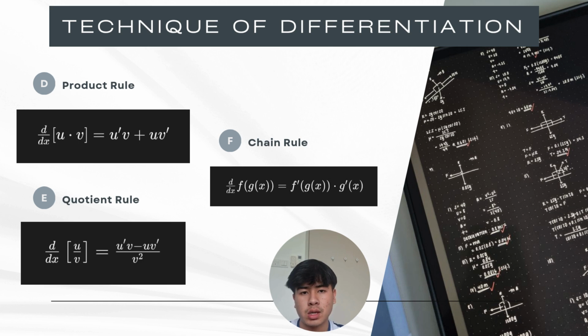For this part, I will explain the 3 other rules, which are the product rule, the quotient rule, and the chain rule. For the product rule, the formula is d over dx of u times v is equal to u'v plus uv'. For the quotient rule, d over dx of u over v is equal to u'v minus uv' over v squared. For the chain rule, the formula is d over dx of f(g(x)) is equal to f'(g(x)) multiplied by g'(x).